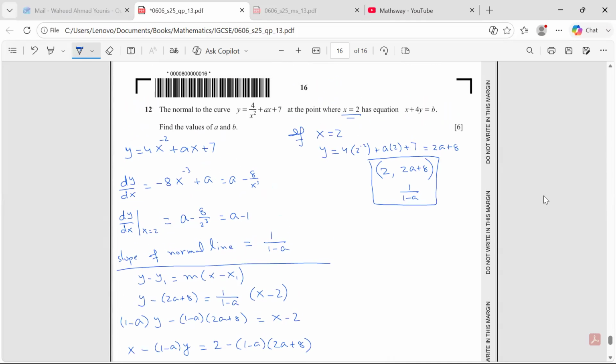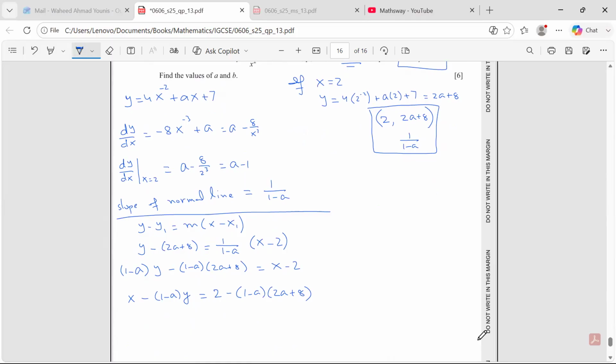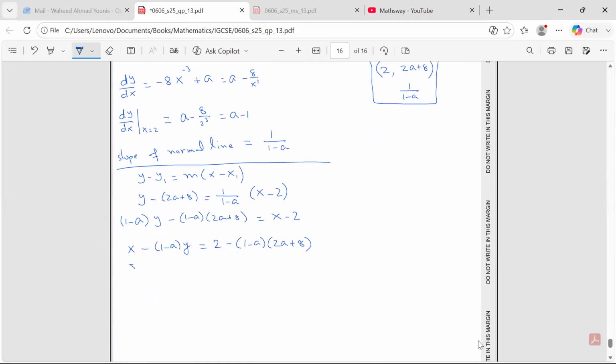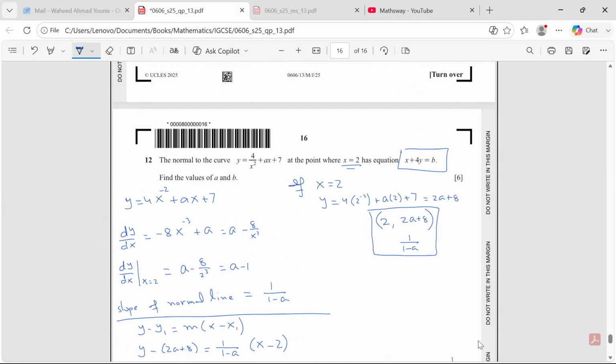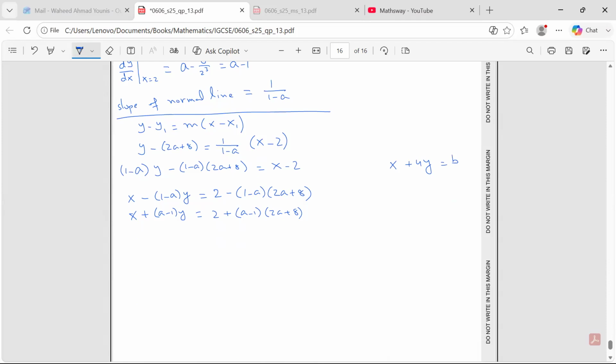Remember, this form, x plus 4y equals b. Okay, so I'm trying to write it in this form. Can I say x plus a minus 1 times y equals 2, plus a minus 1 times 2a plus 8. Okay, we know that the equation is x plus 4y equals b. Am I right? Yeah, x plus 4y equals b. Okay, so it means this part, a minus 1 is equal to 4. So a minus 1 is equal to 4. It means a is equal to 5.